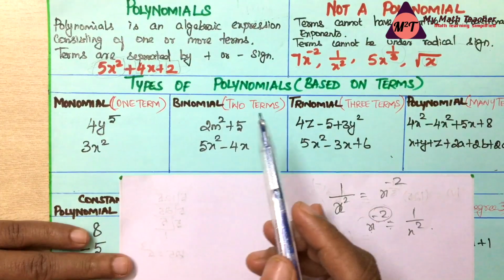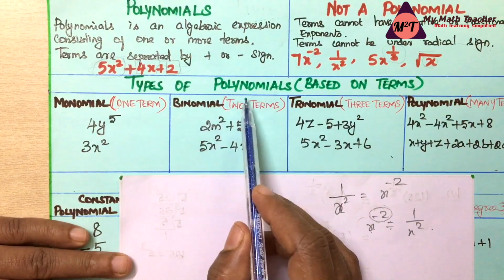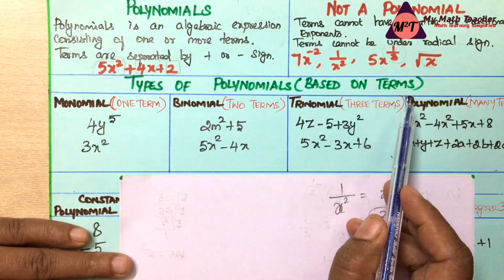Okay. Types of polynomials. We are going to classify the polynomials. This is based on the terms. Okay.